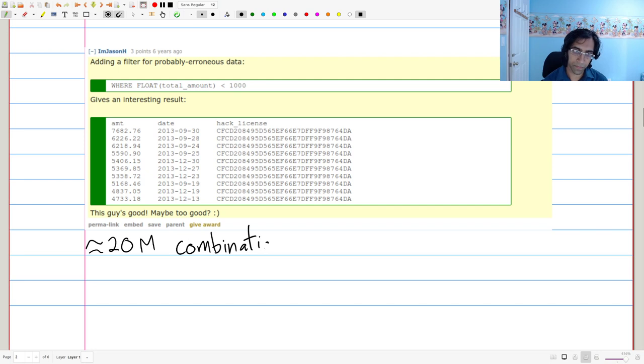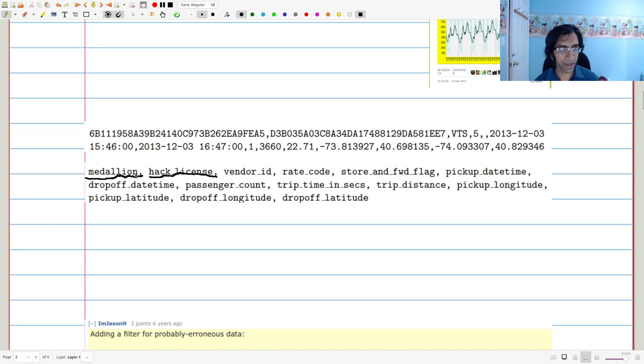Now, 20 million combinations might sound like a lot. How would you possibly consider all of these? But for a computer, it's not a lot. In particular, what Pandurangan did was he enumerated all of these possibilities, on a computer, of course, and ran each of them through an MD5 hash function. And with this, he essentially has a list of all the identifiers and their true unhashed value, or the true medallion and license number.